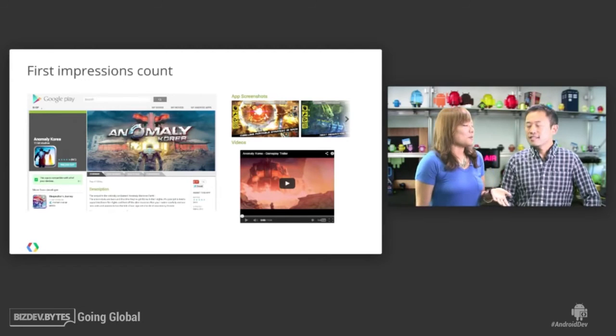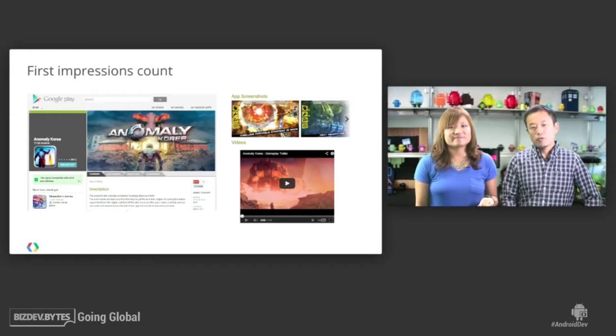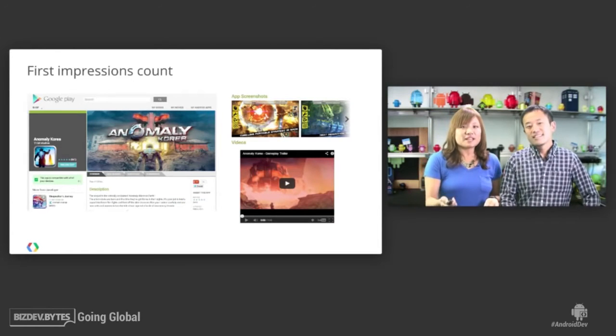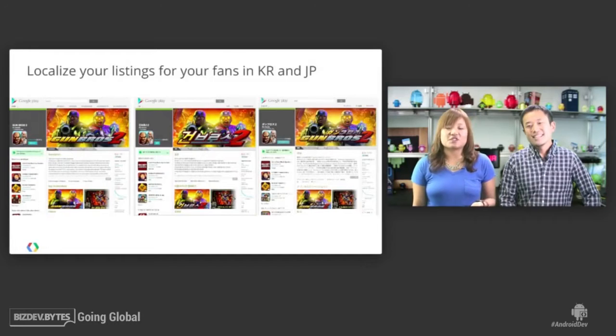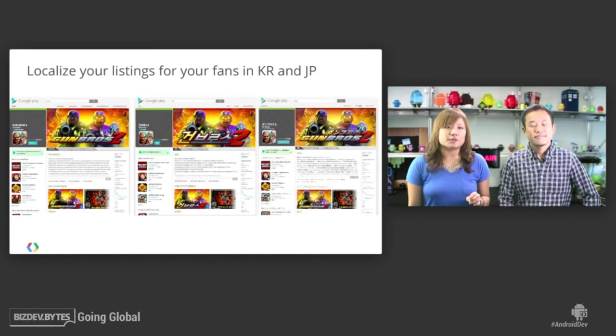And this could probably be true for you in Japan too, right? Yeah, it's hard for everyone to read in English. Once it's translated to Japanese, they can understand what the game is about. Right. That's why you should localize your listings for your fans in Korean and Japanese, especially if the game is available in those languages.